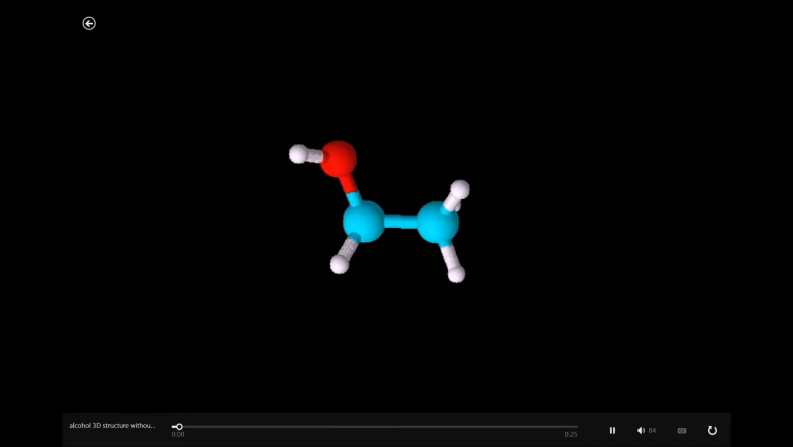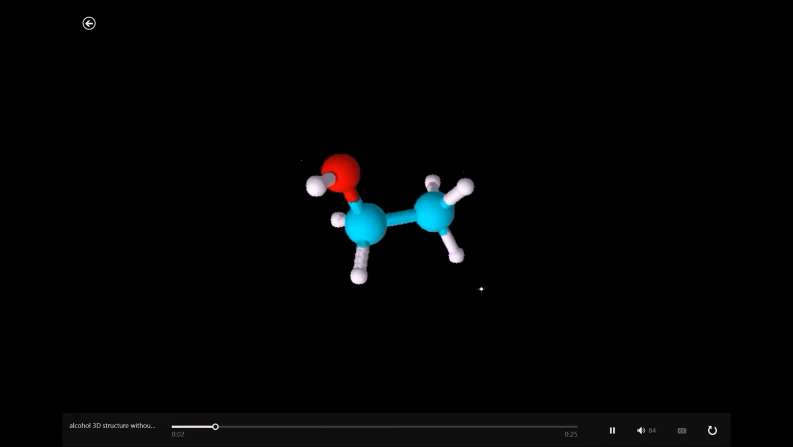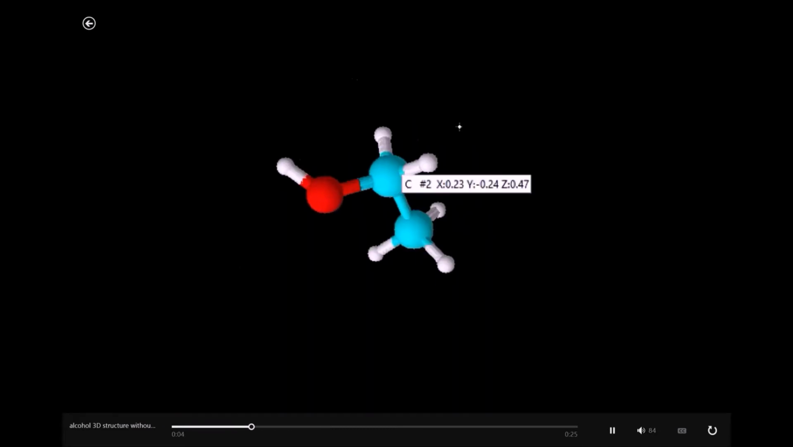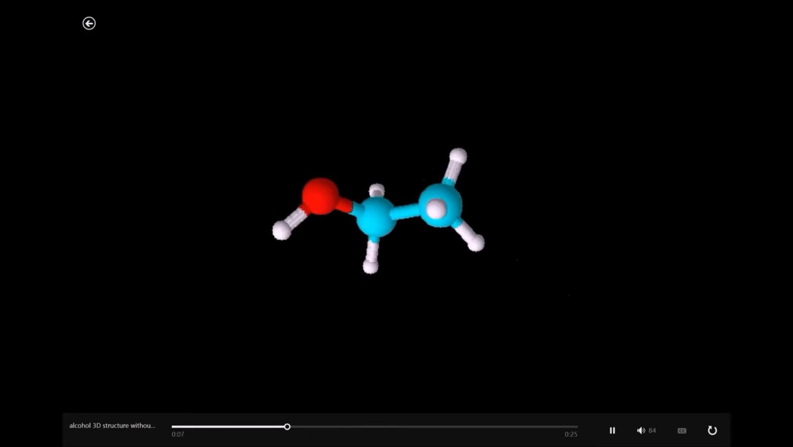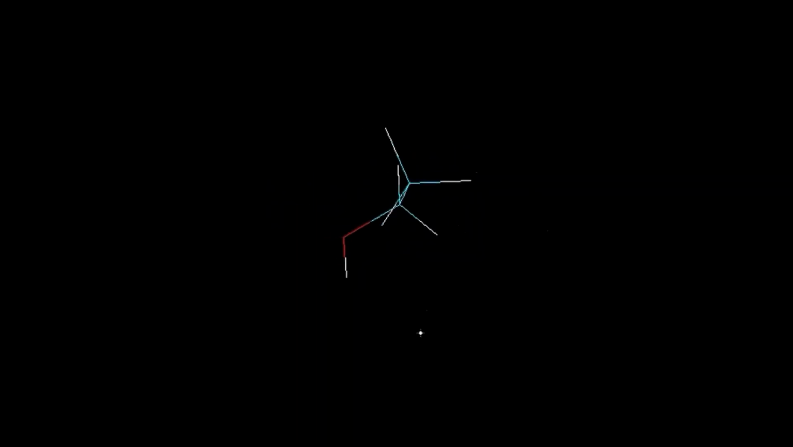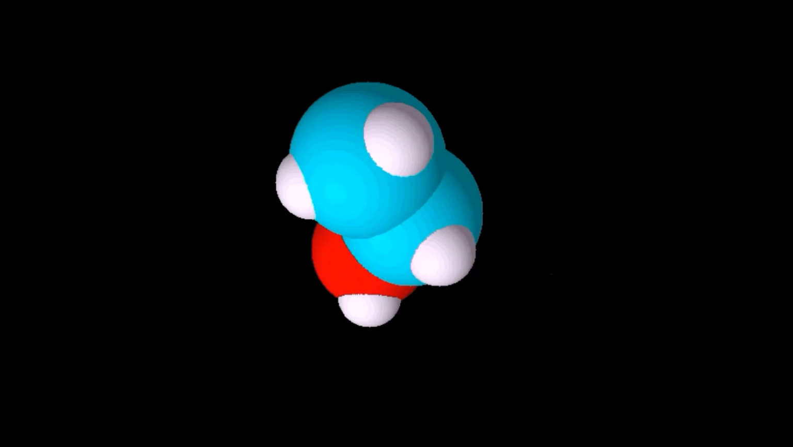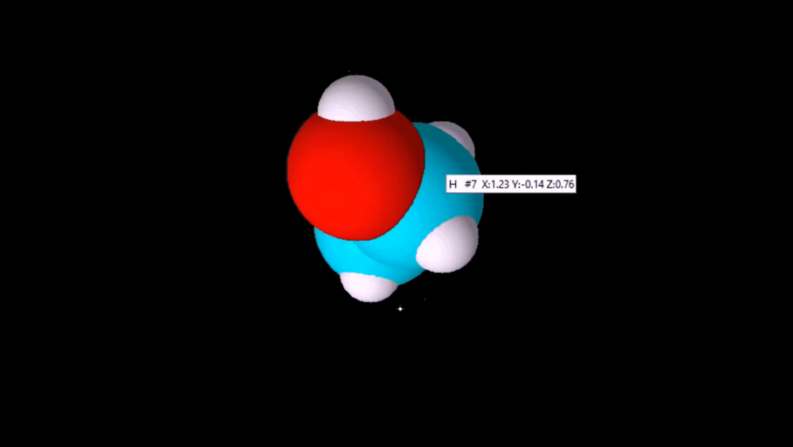So here's a 3-dimensional representation of alcohol. The red and the white is the OH group, and the blue and the white is the CH2 group and the CH3 group. And there's a space filling model.